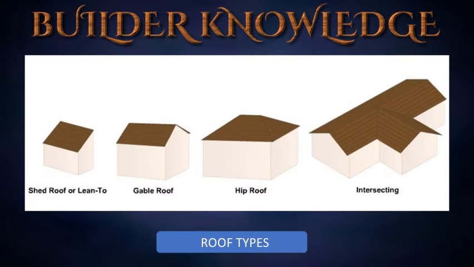Roof framing terms. We will start with the common roof types. A shed or lean-to may have any angle or slope. Its rafters extend from top plate to top plate. The gable has a ridge at the center and slopes in two directions. The hip has all four sides sloping toward the center of the ridge. An intersecting roof is a combination of two or more roofs joining together.